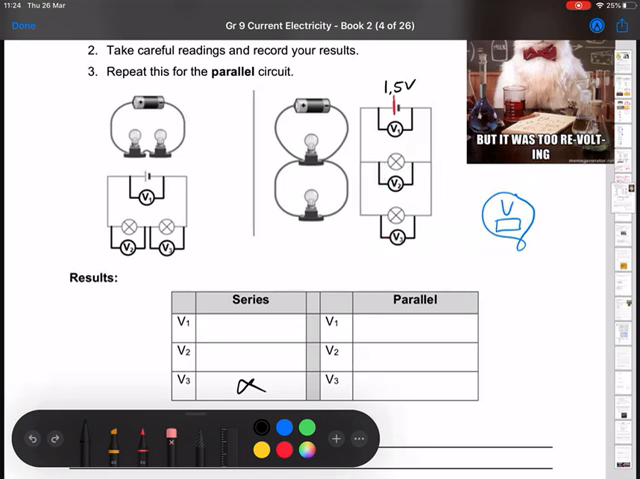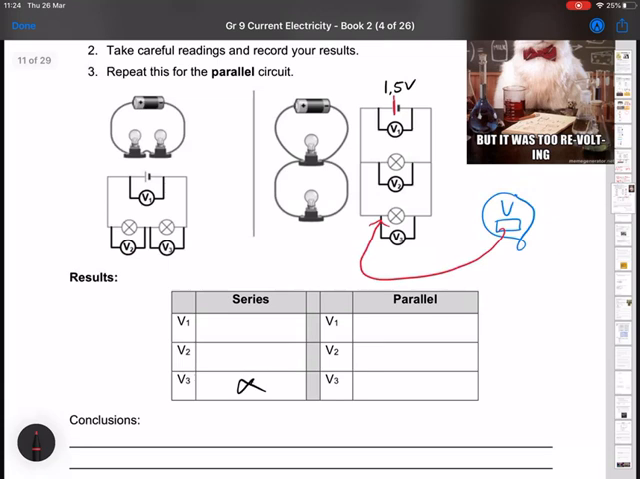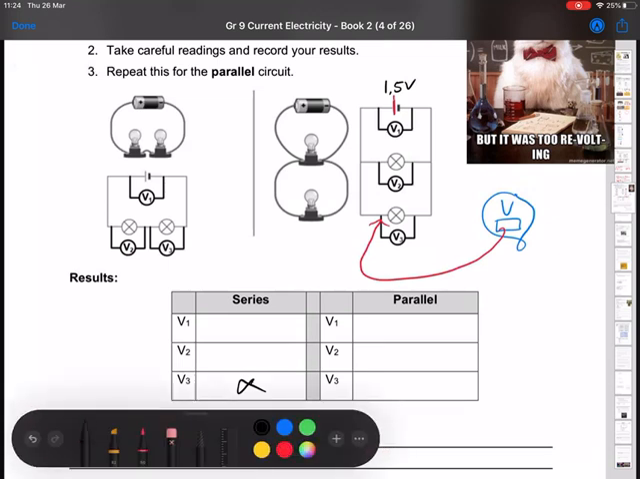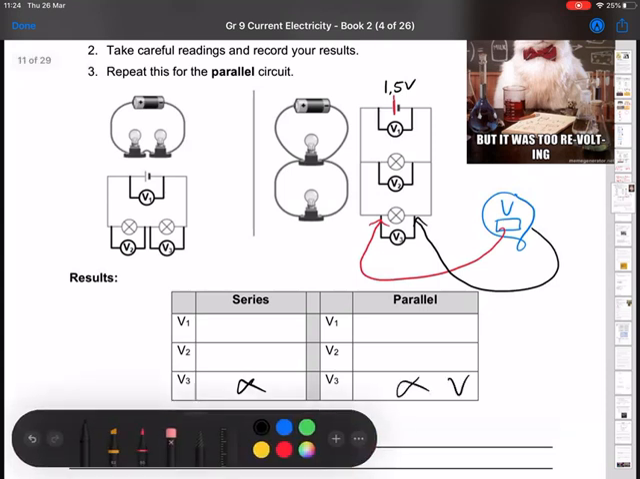Okay, and then you're going to do the same thing for voltmeter 3. Move the leads of your voltmeter on the FET circuit simulator to be over there, and you're going to note how many volts you get over there.